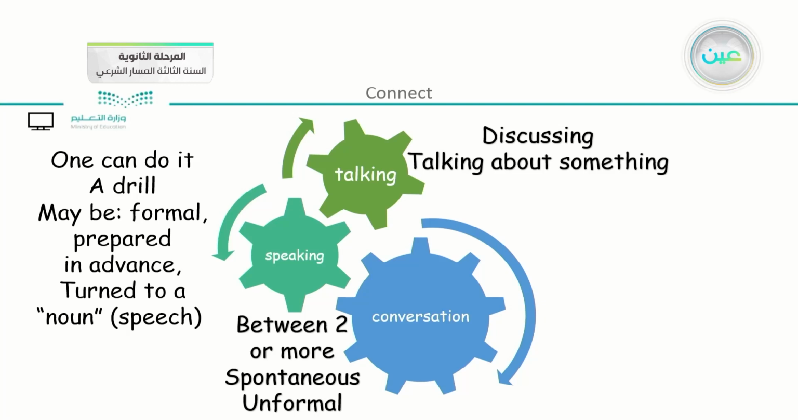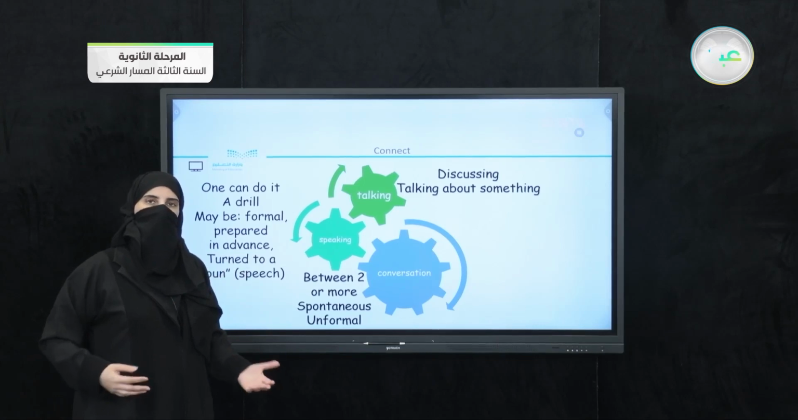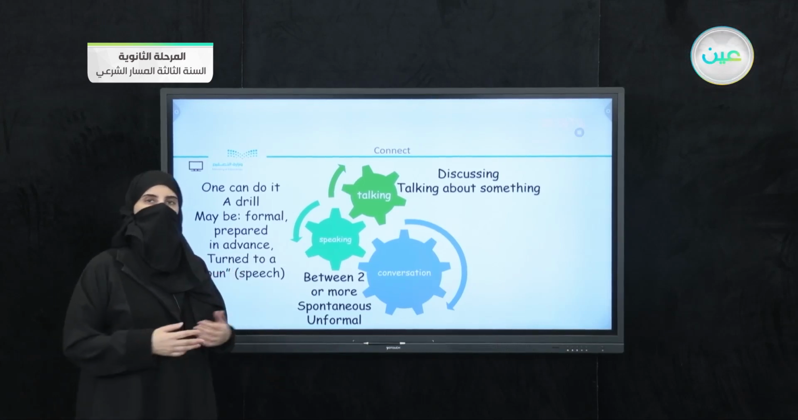Now, discussing talking about different things. Now we have here, as we mentioned, talking, speaking, and conversation. So we have here, as we said, that when we are talking, we can have some kind of conversation or discussion. One can do it. It is a drill, which is speaking here, of course. It may be formal. And as I mentioned before, speech is the noun. So speak is the verb, speech is the noun. It can be formal, it can be informal.